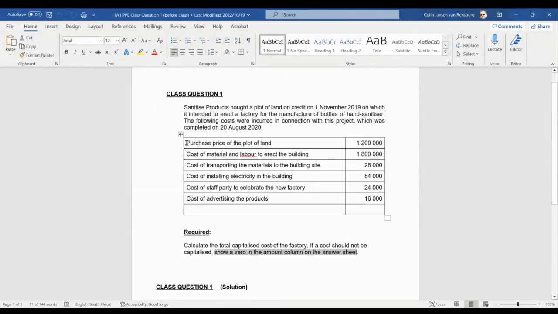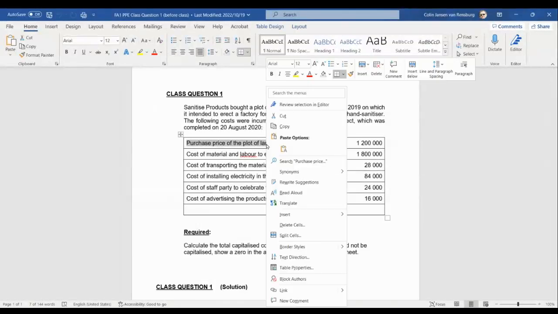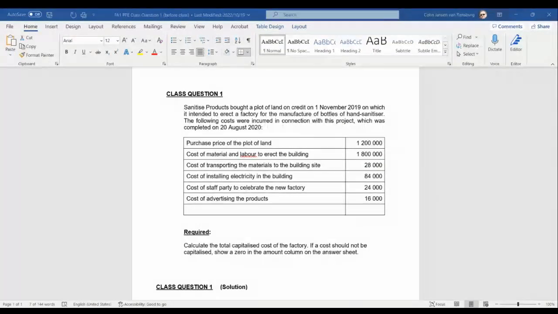So, ladies and gentlemen, the first one here, purchase price of the plot of land, should that be capitalized as part of the cost of the asset or not? What would you say? You just need to type yes or no. Purchase price of the plot of land. So that is the plot of land that they are going to build or construct that factory on. What does the word purchase price indicate to you?